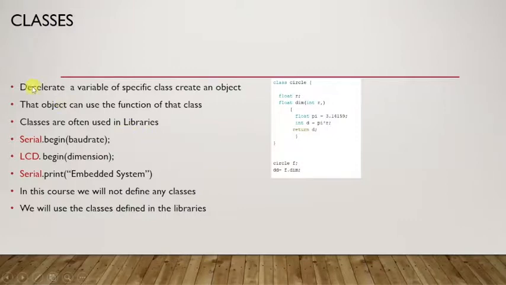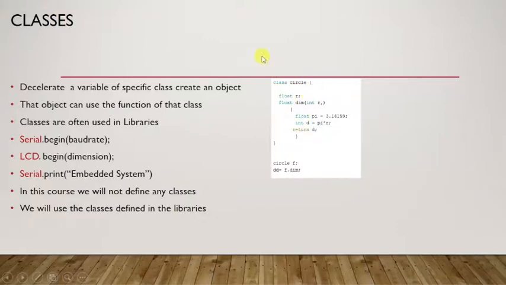A class declares a variable. For example, here we declare a variable of a specific class, which is circle. I made a class called circle. This class has some variables inside it and some functions. The variables are the radius and the diameter.